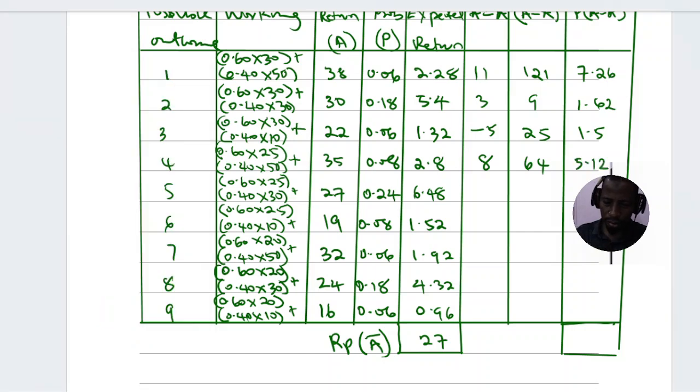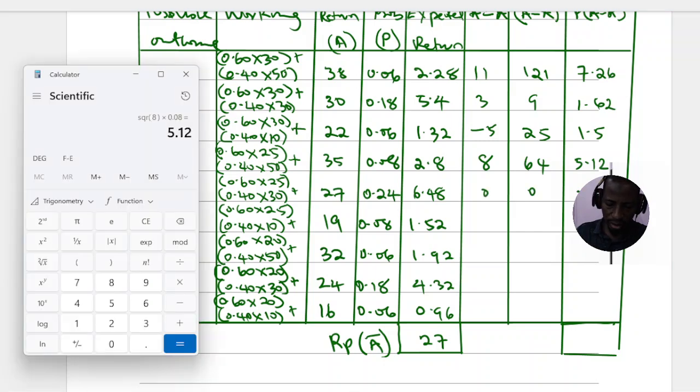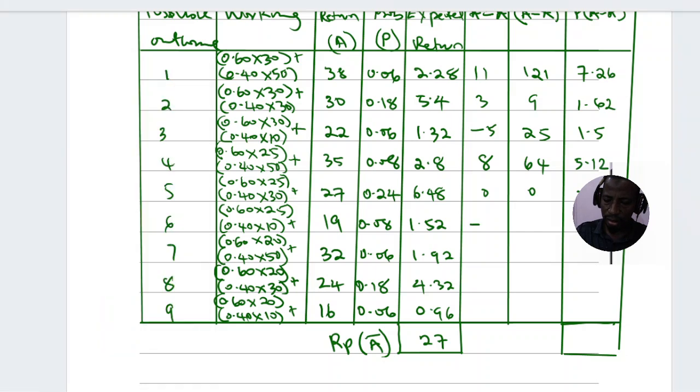Next one, 27 minus 27 is 0. 19 minus 27 will give us minus 8. Minus 8 squared is 64. 64 multiplied by 0.08 will give us 5.12. 32 minus 27 will give us 5. 5 squared is 25. 25 multiplied by 0.6 will give us 1.5. We've calculated the same thing before.